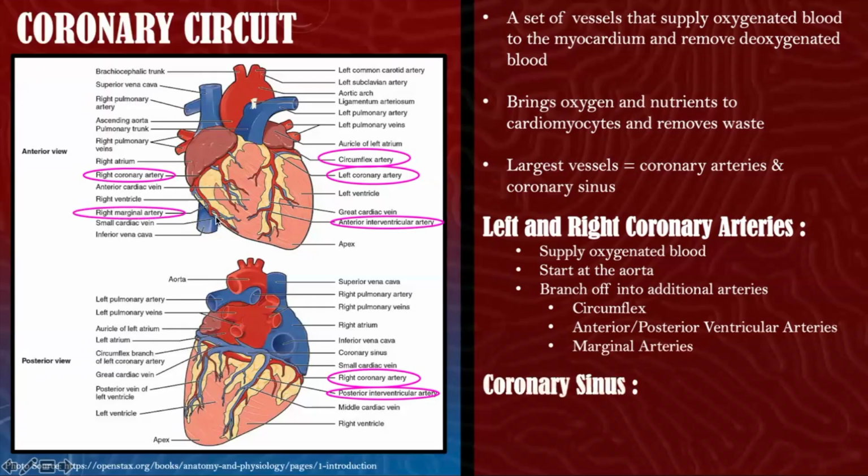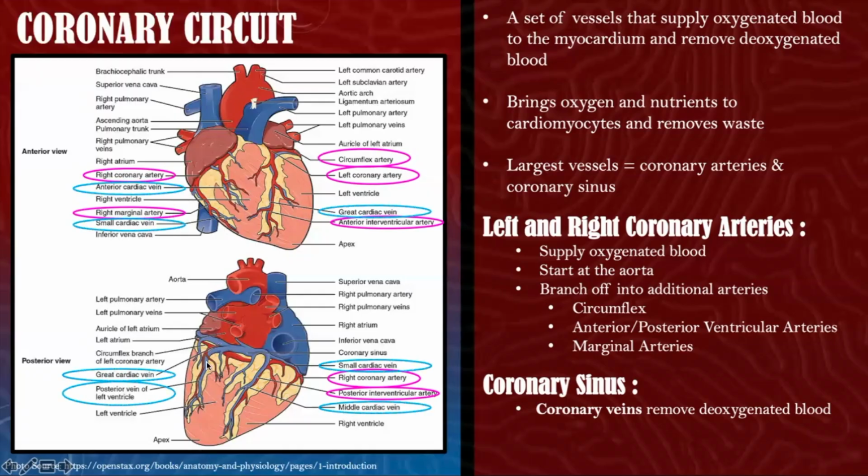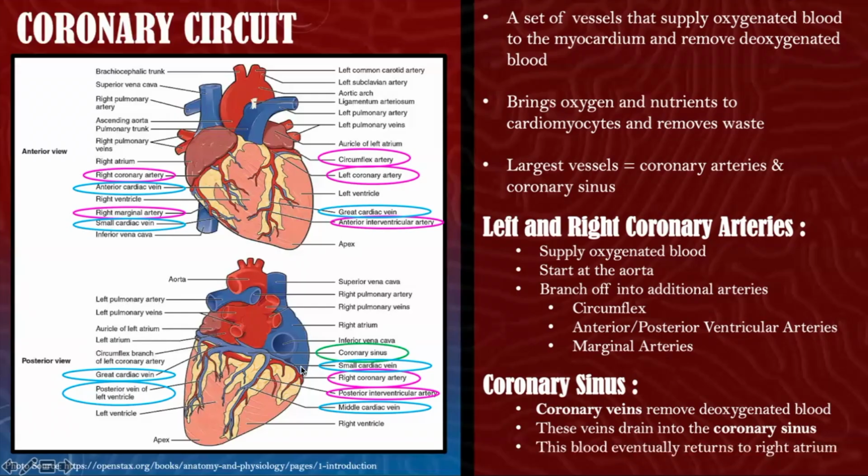Getting into the coronary sinus first, the coronary veins, they remove deoxygenated blood from the myocardium, so those are depicted in blue. And you can see those here and here. And these veins drain into the coronary sinus, which you can see up here. Eventually, the blood that drains into the coronary sinus goes back into the right atrium.